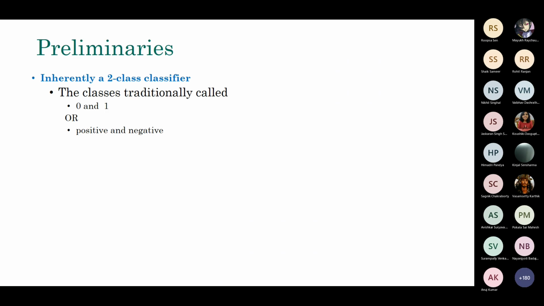Now let's look at the preliminaries of this model. It is inherently a two-class classifier. Of course, you can extend this to a multi-class classification problem, no problem, but it is inherently two-class. The classes are traditionally called 0 or 1, and you can convert any two-class classification into 0 or 1, or positive or negative.